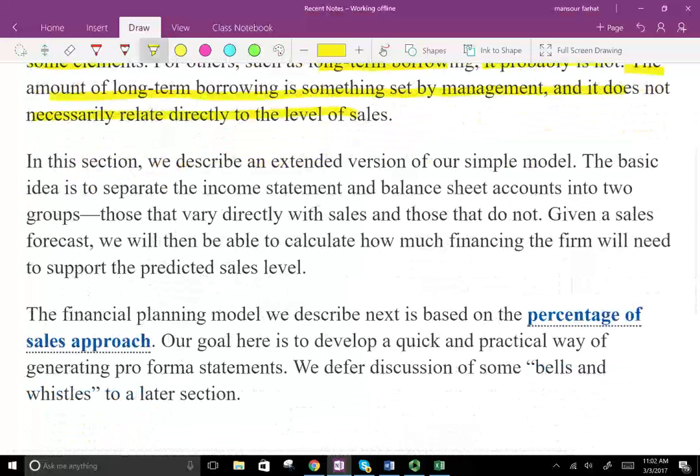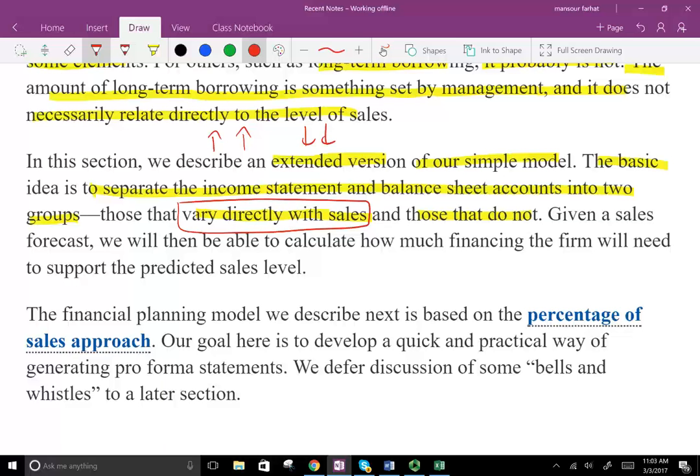In this section, though, we're going to describe an extended version of our simple model. It's still going to be simple, I believe, but it's an extended version. The basic idea here is to separate the income statement and balance sheet accounts into two groups: those that vary directly and those that do not. Some accounts vary directly with sales. So when sales goes up, those accounts go up. When sales goes down, those accounts go down. And we could assume the same percentage or a different percentage, it doesn't matter.